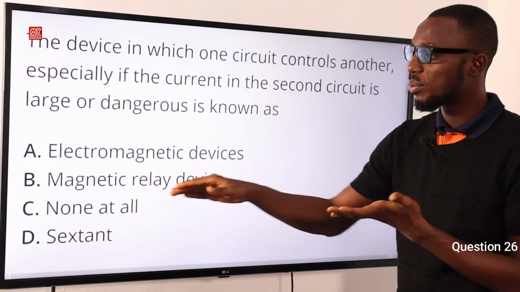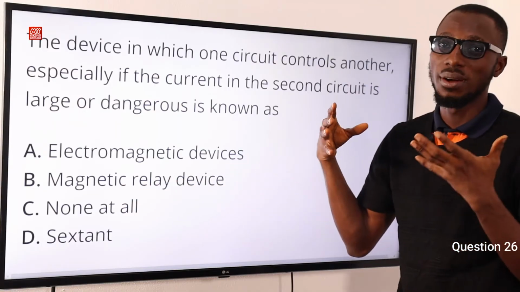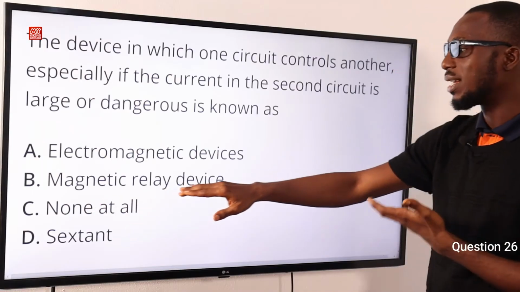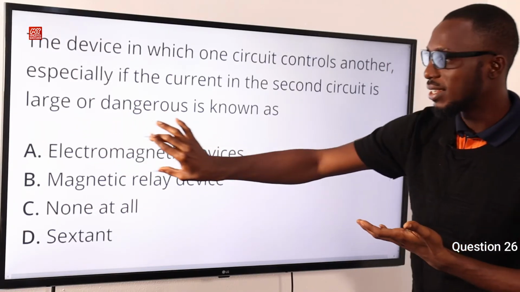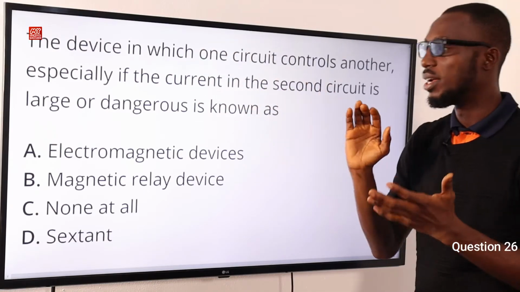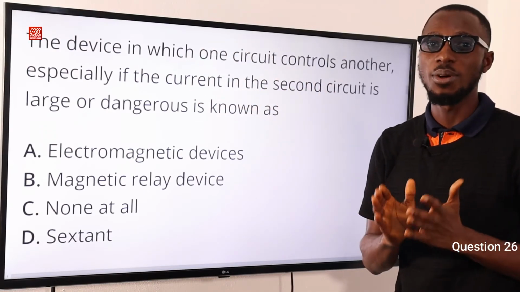To put it according to the context of the options given us, we can refer to it as the magnetic relay device. It uses this to make this happen. So the correct option here, once again, is option B.